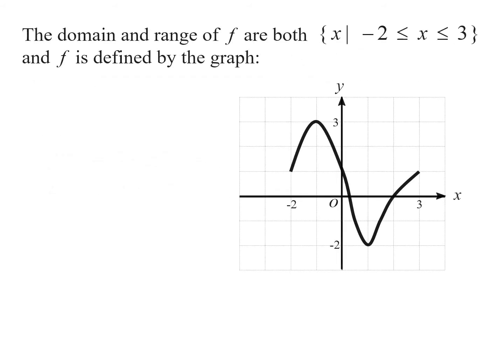Here's a function where the domain and range are the numbers between -2 and 3, and the function is defined by a graph. f(-2) can be found on the graph. You look for x equals -2, go up to the graph, and determine the y value, which is 1.